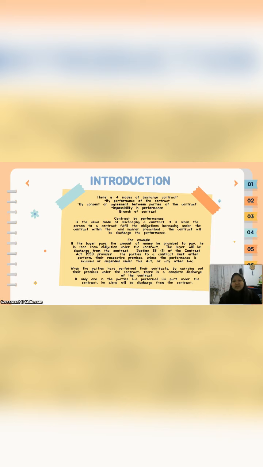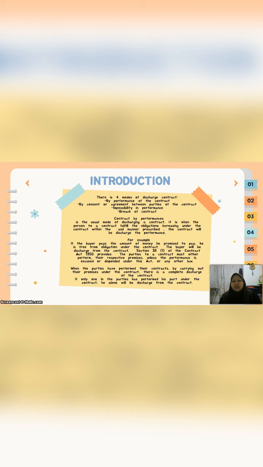It is when the person to a contract fulfills the obligations arising under the contract within the time and manner prescribed. The contract will be discharged by performance. For example, if the buyer pays the amount of money he promised to pay, he is free from obligation under the contract. The buyer will be discharged from the contract.